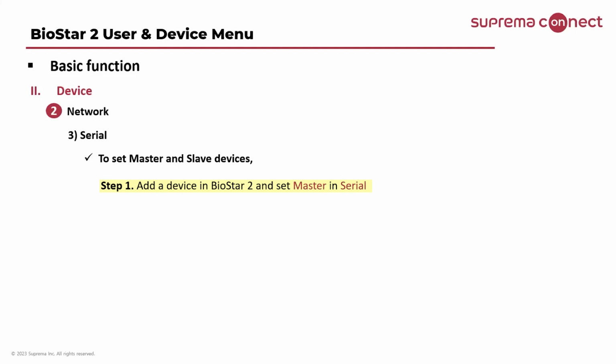1. Add a device in BioStar 2 and set master in serial. Step 2. Add another device in BioStar 2 and set slave in serial. And next, step 3.